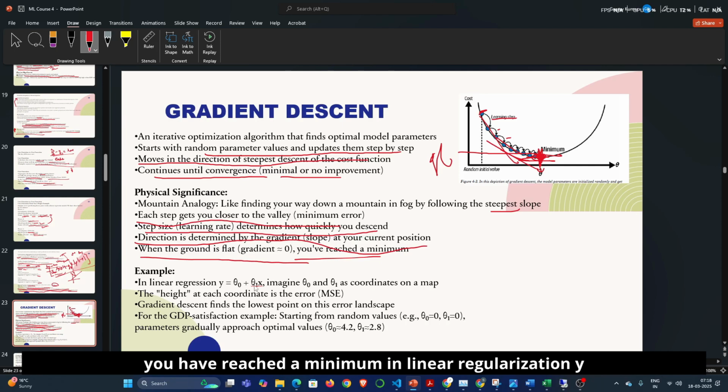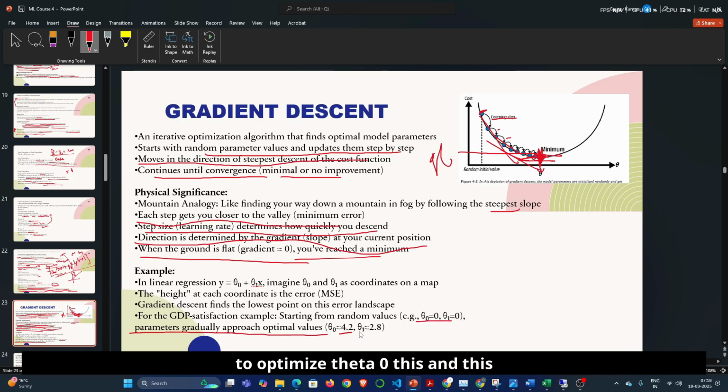In linear regression, y is equal to theta 0 plus theta 1 x. Think of theta 0 and theta 1 as coordinates on a map. The height at each coordinate is the error. Gradient descent finds the lowest point on this error landscape. Starting with random values of theta 0 and theta 1, the parameters gradually approach the optimal values. But it's not an optimal approach to use zeros as the initial values. We will see it in the upcoming videos.